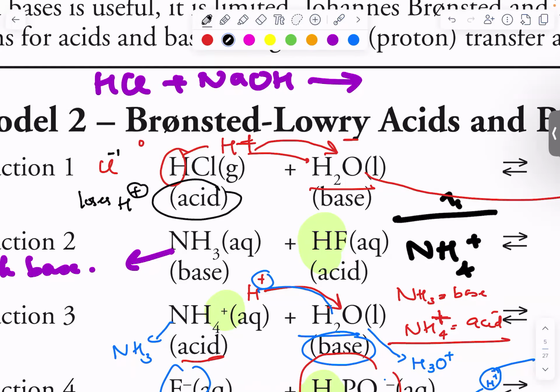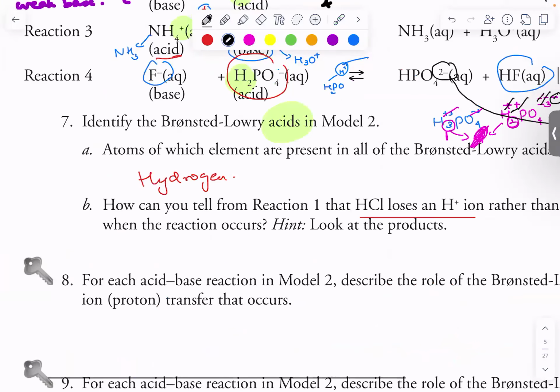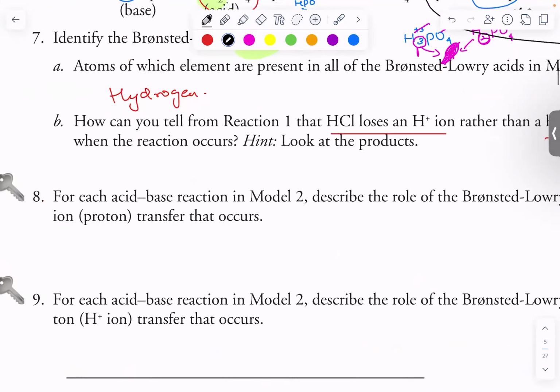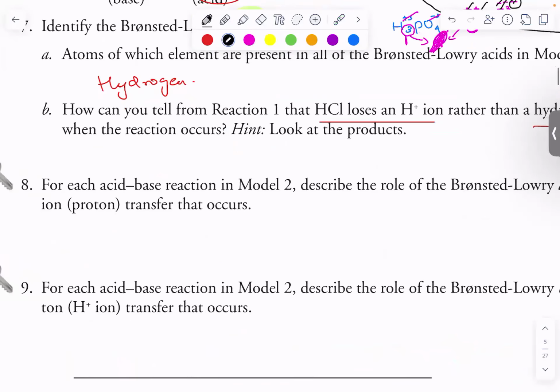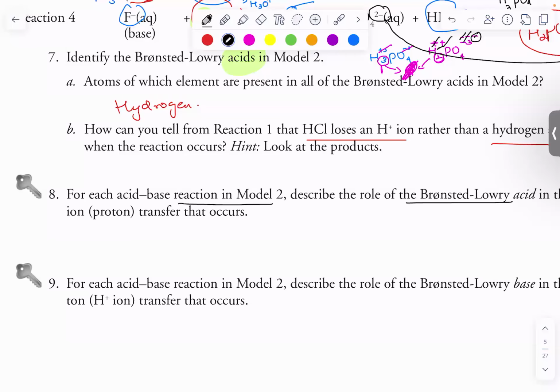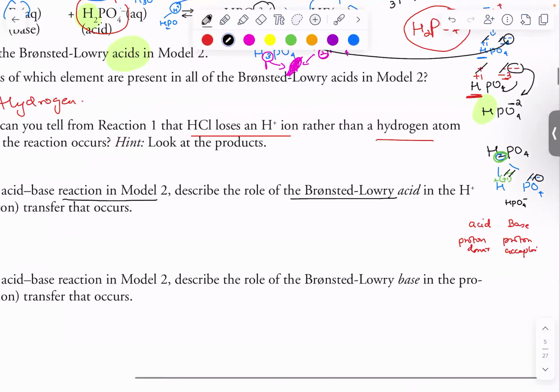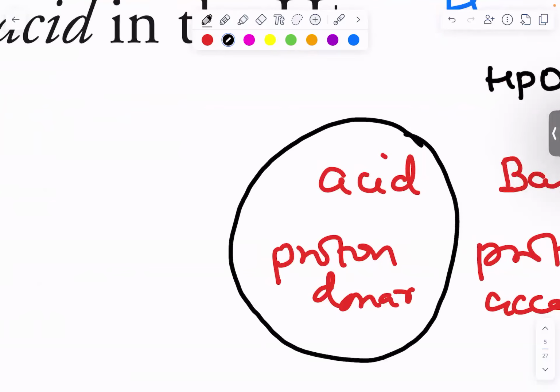Should I repeat again? No, I understand it. Should we go to the next question then? Yes. For each acid-base reaction in Model 2, describe the role of the Bronsted-Lowry acid in the hydrogen ion transfer that occurs. Now, what is the role of Bronsted-Lowry acid? You tell me. I have written here. It donates a proton. It's a proton donor.